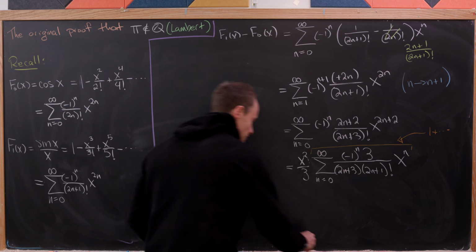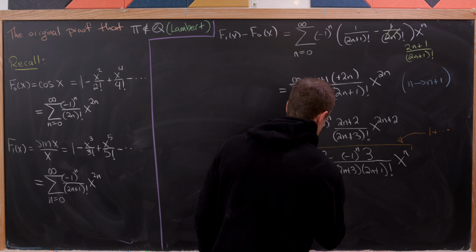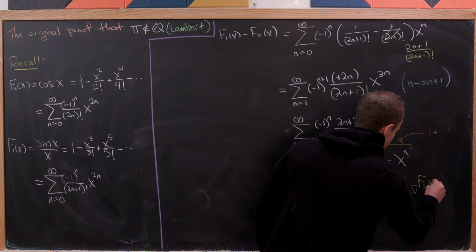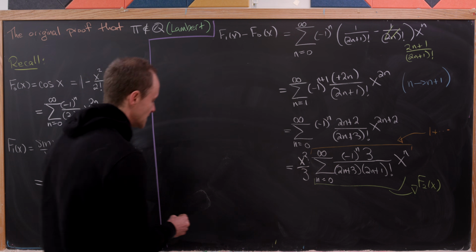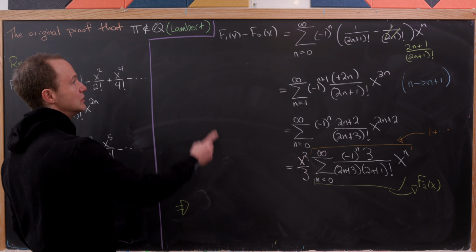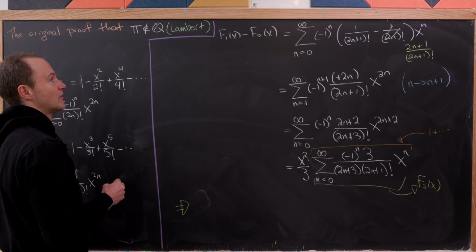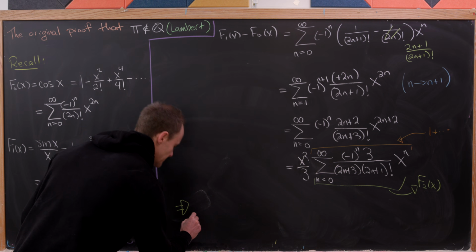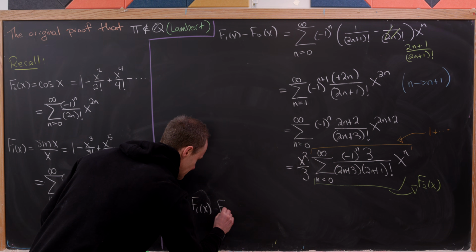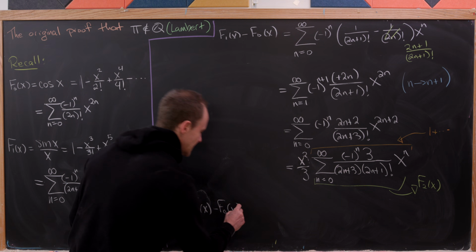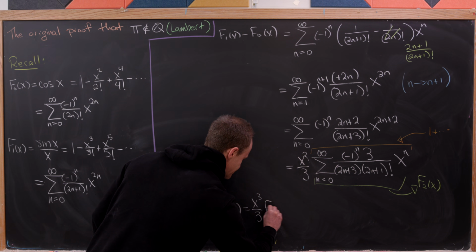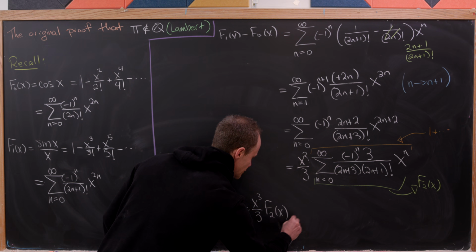Then what I'll do next is rename this whole thing f sub 2. So this will be my f sub 2 of x. So what I have here is f sub 2 can be defined in terms of f1 and f0. So in fact, I have f sub 1 of x minus f sub 0 of x is equal to x cubed over 3 times f sub 2 of x.